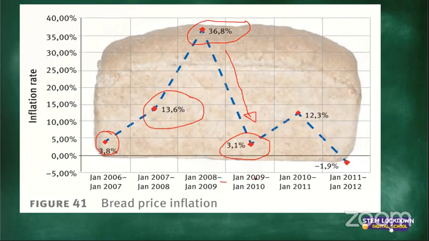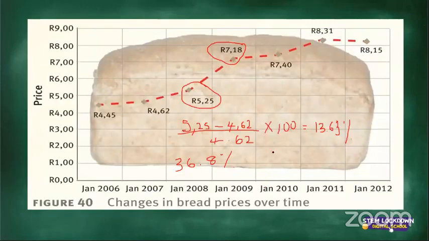Let's go to the graph of prices to compare exactly how much the bread was costing between 2009 and 2010. It went to 3.1% between these 2 years, but between the earlier 2 years, it was 36.8. But let's look at January 2009 to January 2010. Do you see that the price of the bread increased? In January 2009, it was 7 rand 18 cents, and then in January 2010, it was 7 rand 40 cents. Do you notice that difference? The price of the bread for those 2 years increased, but the inflation rate decreased.